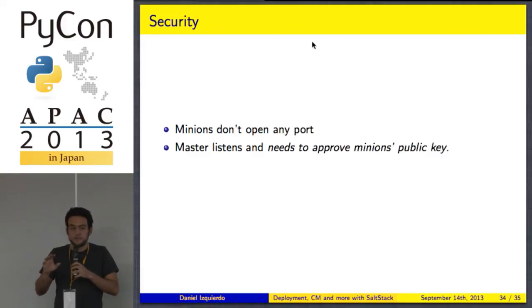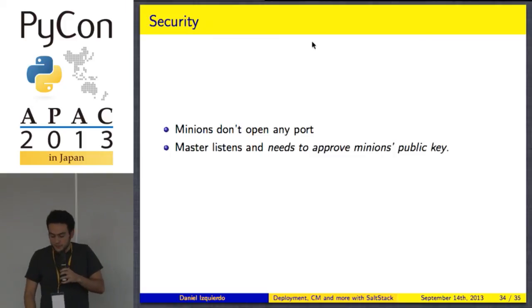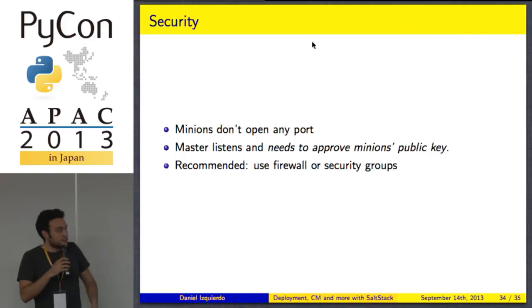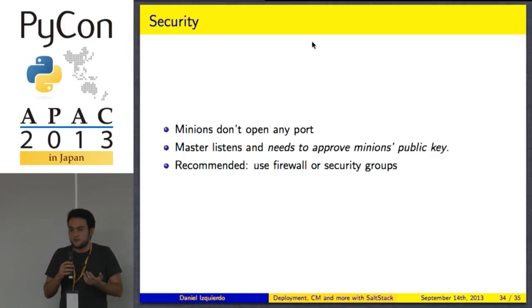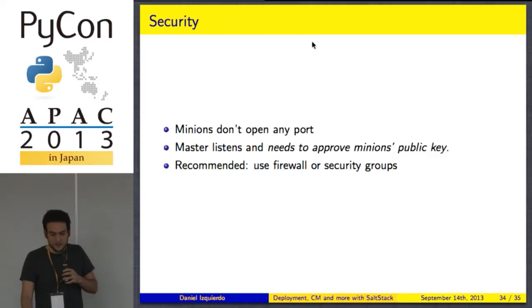So basically, the minion is using a public-private key pair, and with the master, you can decide which minions are the legitimate ones to prevent any attack attempts. But still, it is recommended to use firewalls or something like Amazon security groups to protect your master and only allow connections from your minions, just to be on the safe side and prevent any security breach because of a vulnerability in the Salt master.